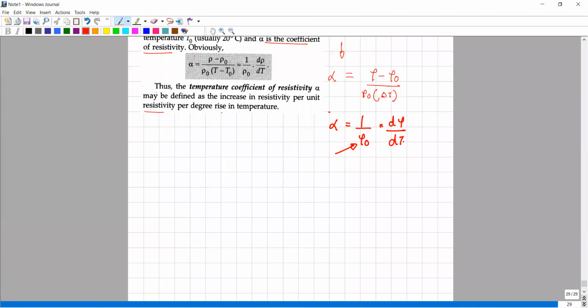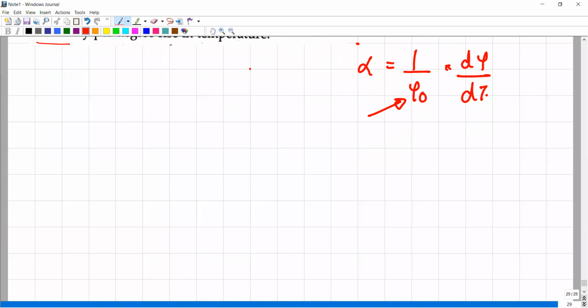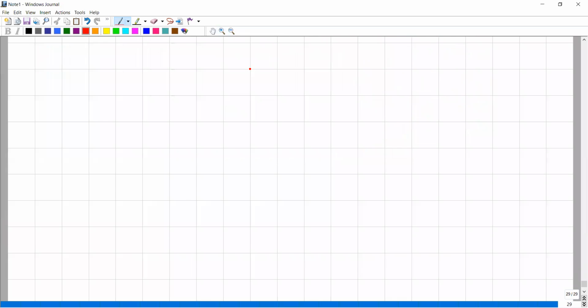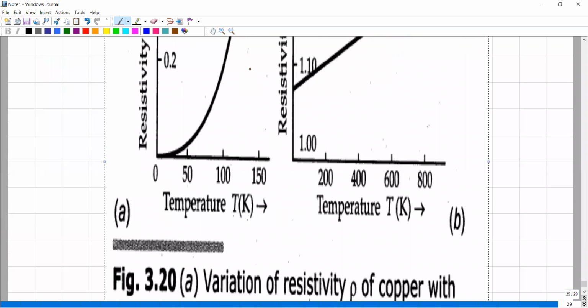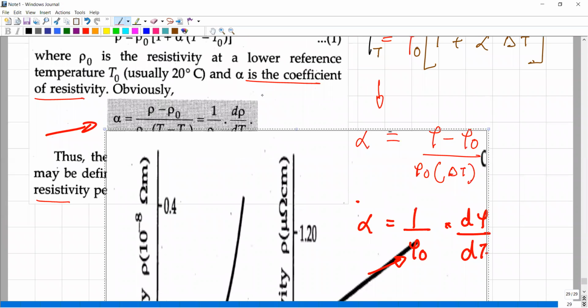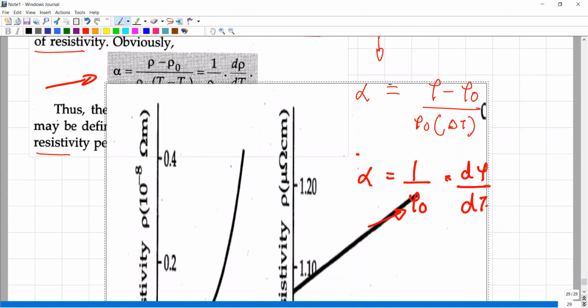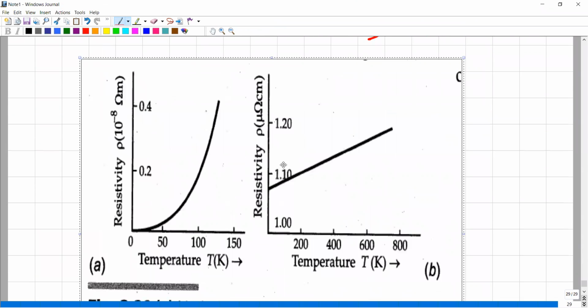Then this value of alpha, the temperature coefficient of resistivity, is not always a constant. In this expression it seems like it is always constant, but it is not, because this value can change. It depends upon the material.